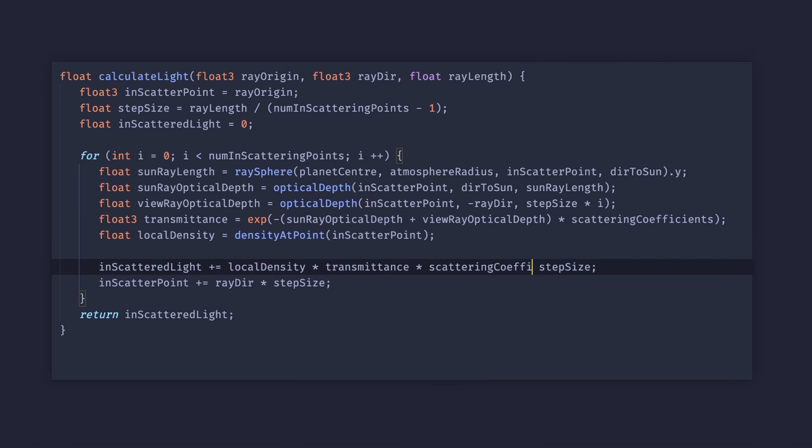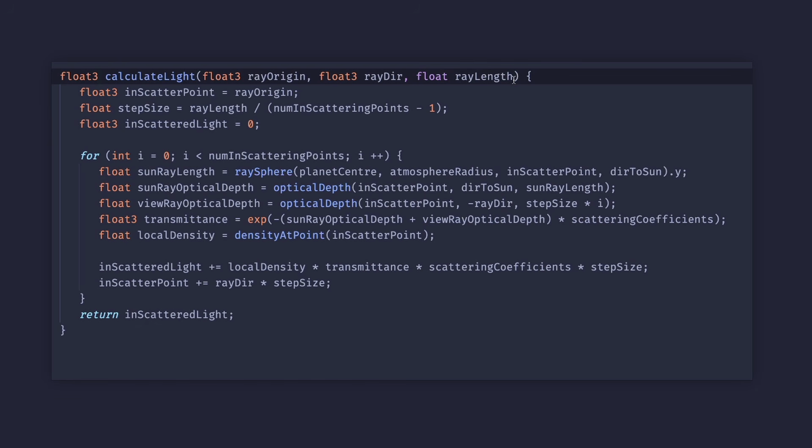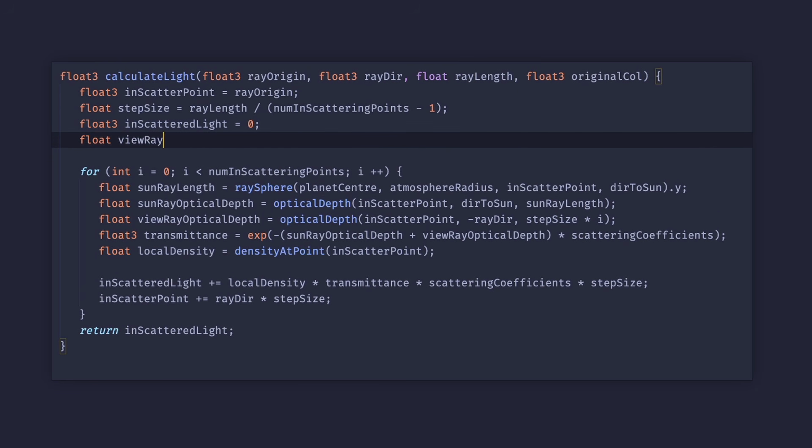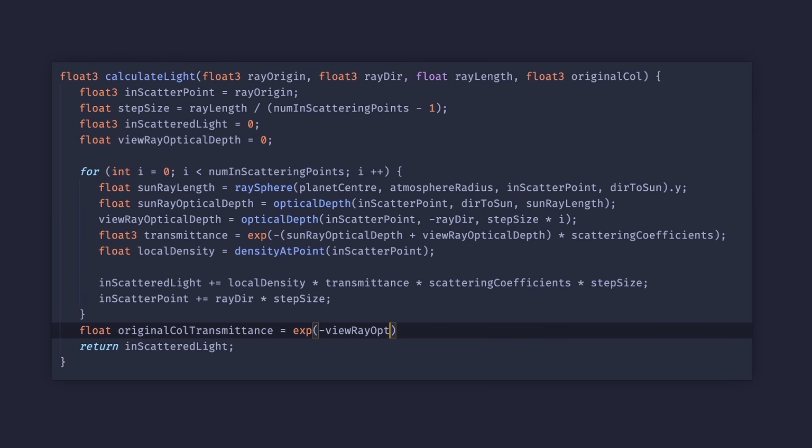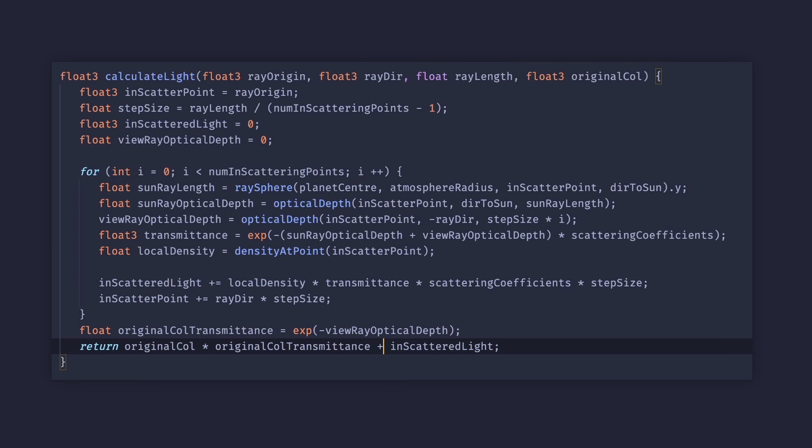The scattering coefficients also of course affect how much light gets scattered in towards the camera, so we'll need to multiply over here as well. This means the in-scattered light variable will need to be a float3, and so the function will need to return a float3 as well. I'm also going to make it take in the original color so that we can blend that with the in-scattered light here. I'm not actually sure how to properly do this, so I'm just going to use a crude approach for now, which is making some of the original color get scattered away on its path to the camera, and just adding the in-scattered light on top of that.